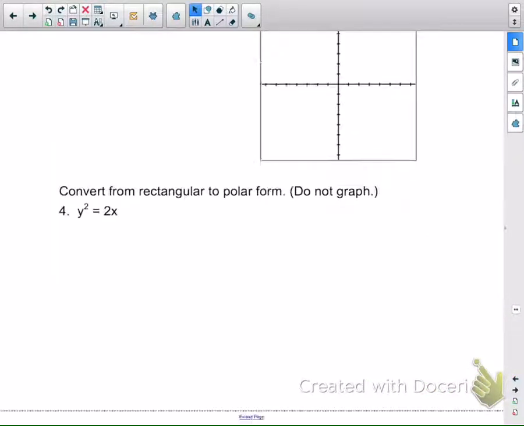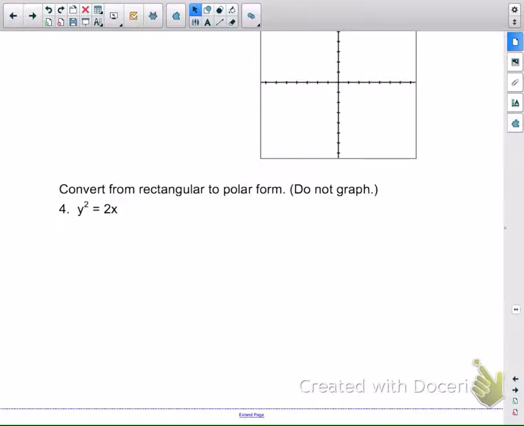If I need to make replacements here, do I have an x squared first of all? No, and I'm not going to get one from this one, okay? Sometimes you just have to use your x's and y's. What can I replace y with? R sine theta, but the y is squared. What can I replace the x with? R cosine theta.